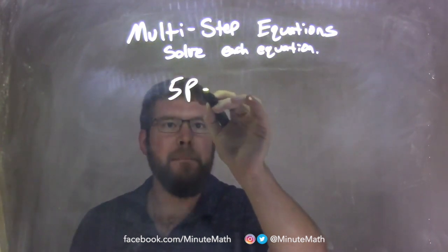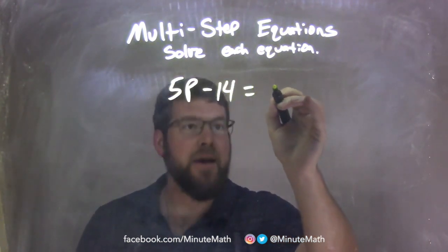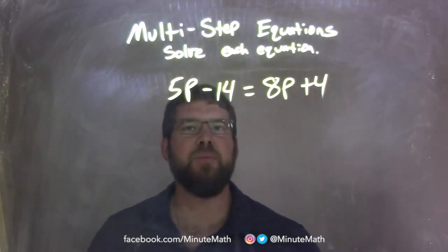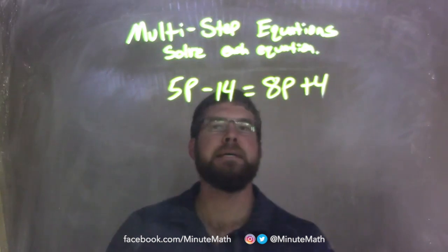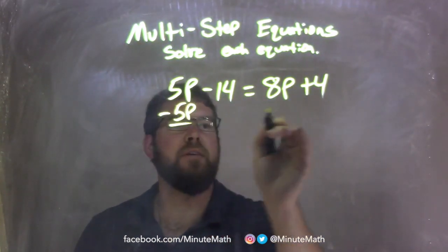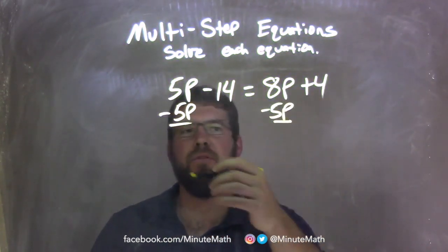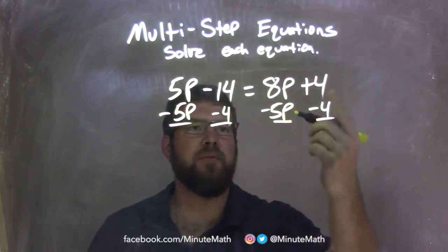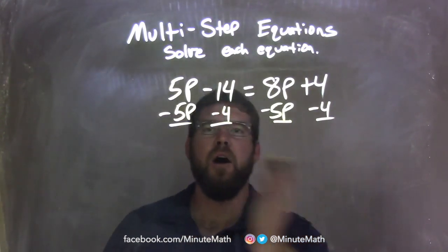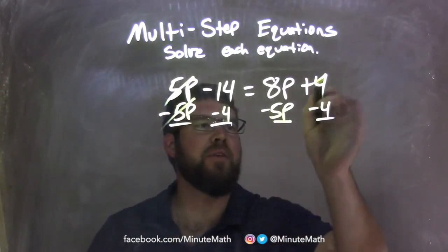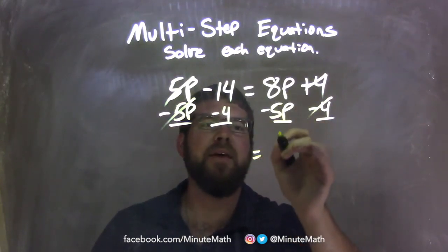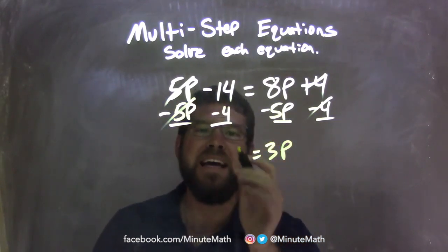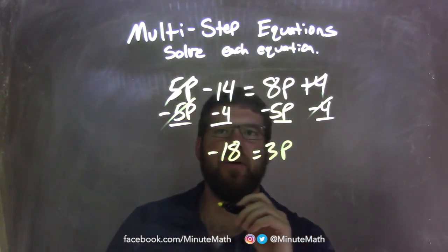Next: 5p minus 14 equals 8p plus 4. Well, I want to combine my like terms, so I want to keep everything positive if possible. I'm going to subtract the 5p from both sides, knowing that 8p was larger. And then I'm going to subtract a 4 from both sides over here, to bring the 4 to the other side. So I'm going to bring all my p's to one side, all my numbers to the other. 5p's cancel, these 4's will cancel. Fantastic. 8p minus 5p is 3p. And negative 14 minus 4 is negative 18, right?